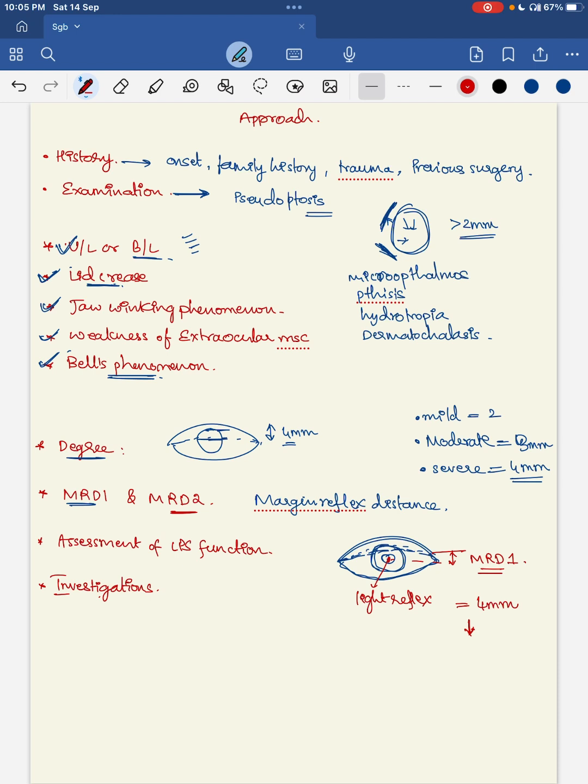MRD2 is not of much significance for us. It is the distance from the corneal light reflex to the center of the lower lid margin. MRD1 plus MRD2 is the palpebral fissure height, PFH. That makes complete sense, as the total of MRD1 and MRD2 is palpebral fissure height, obviously.